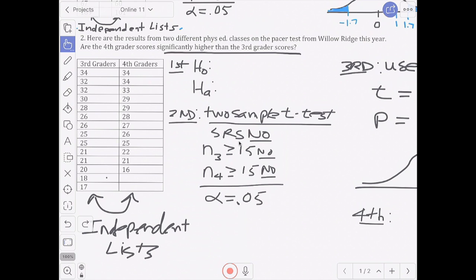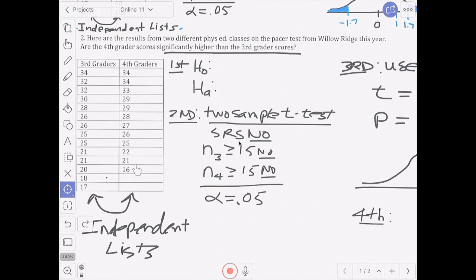All right, looking at our second example, just to give you some further clarification on how this is supposed to go, we've got a list of 2 different phys ed classes and their PACER scores from this year. So we've got 3rd graders and 4th grade scores on this phys ed test, which involves a lot of running back and forth. And it should be obvious that we cannot subtract one list from the other, because we don't have the same number of 3rd graders as we do 4th graders. So that would be the case where it would be impossible to create a 3rd list.